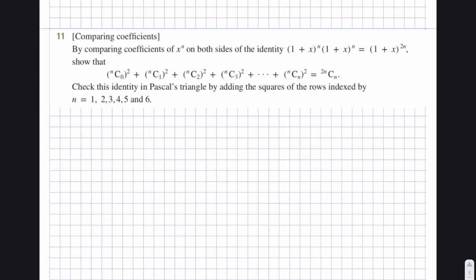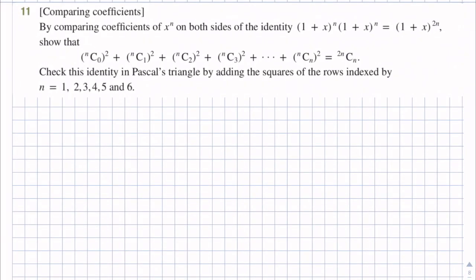Okay, question 11. Now, this one's kind of hard to get your head around, but super easy once you have. So what we've got is (1 + x)^n times (1 + x)^n equals, well, that's ((1 + x)^2)^n, which gives us (1 + x)^2n, yeah?